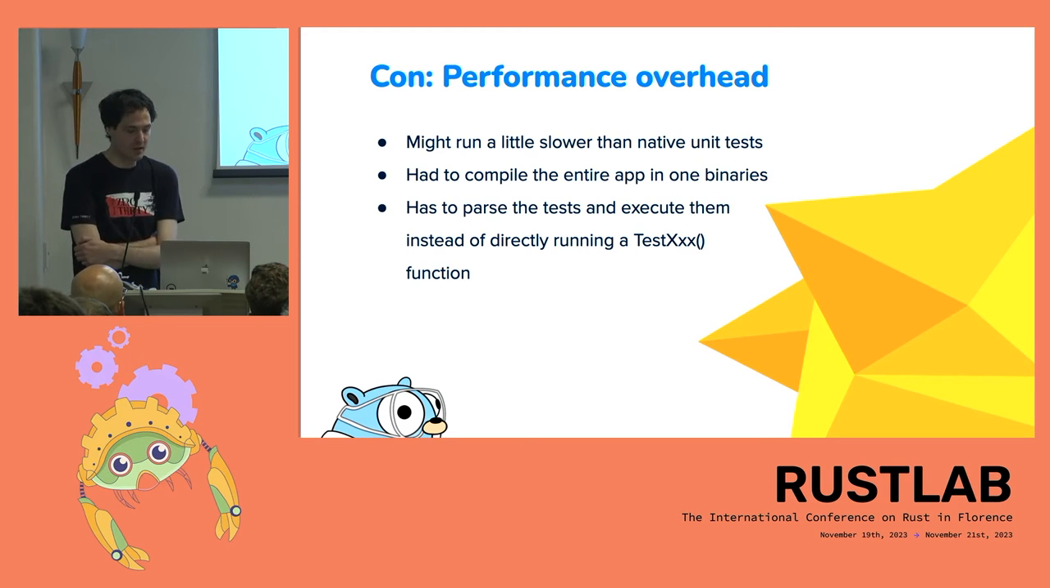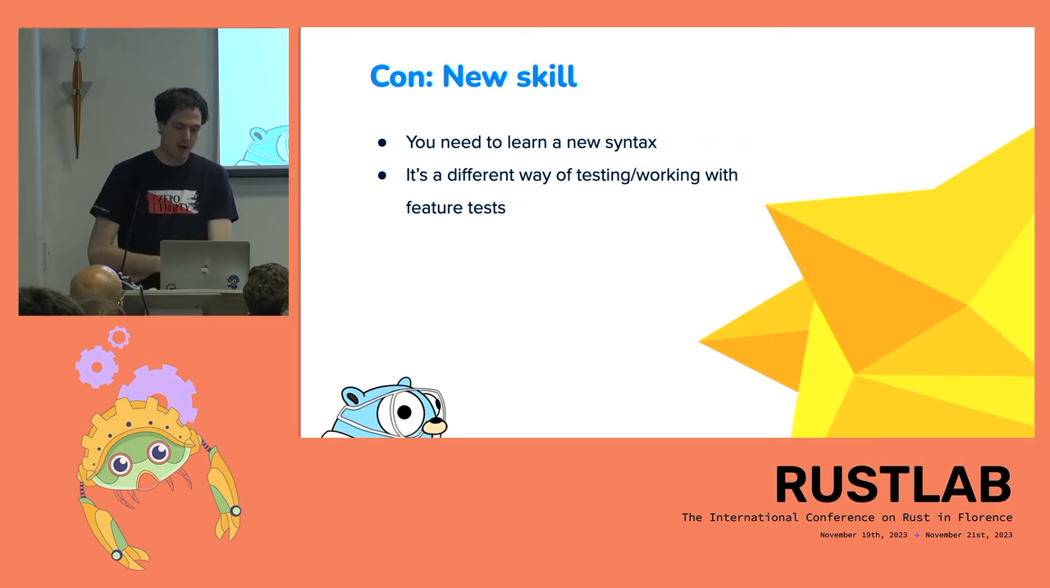I'm almost never waiting on them. If I run just one test, it's like a couple of seconds. But it's definitely a little slower. It's a new skill. You have to learn it. True for every new thing. That's not very specific to Cucumber, but I added it anyway. Also, your team needs to learn this.